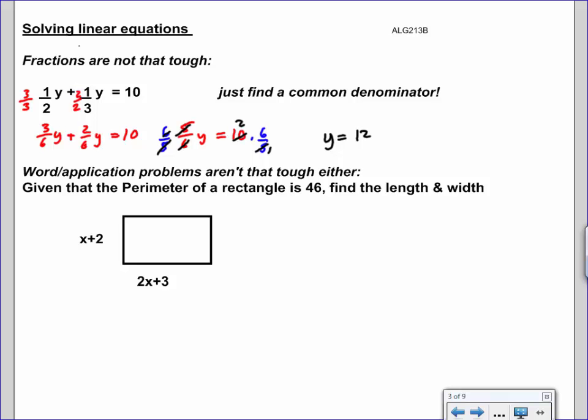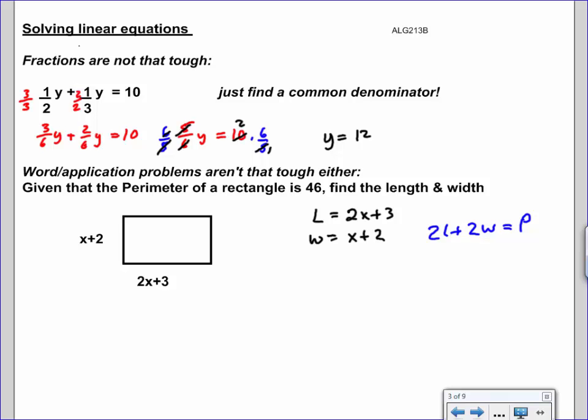Okay, one last problem here, an application problem. Really isn't that bad. Given that the perimeter of this rectangle is 46, find the length and the width. One of them is x plus 2, the other is 2x plus 3, referring to length and width. Traditionally, the length is the longer side, so we'll call length 2x plus 3, and we'll call the width x plus 2. Now, if you remember, perimeter, you could add all the sides together, or the formula that you learned was 2 times length plus 2 times width equals the perimeter.